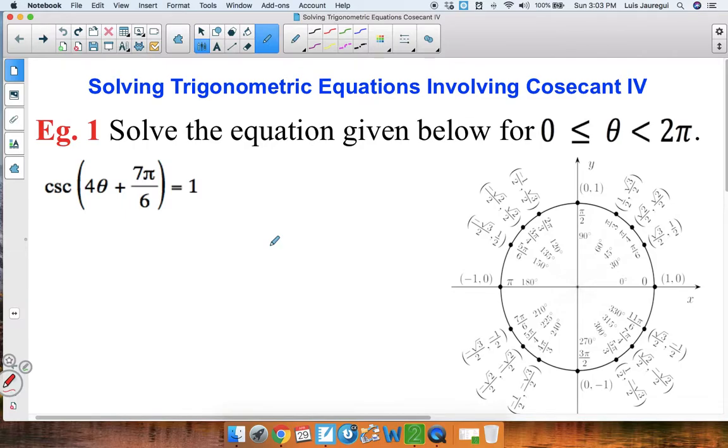Welcome. In this video we'll be solving trigonometric equations involving cosecant, part 4. Let's take a look at our example.